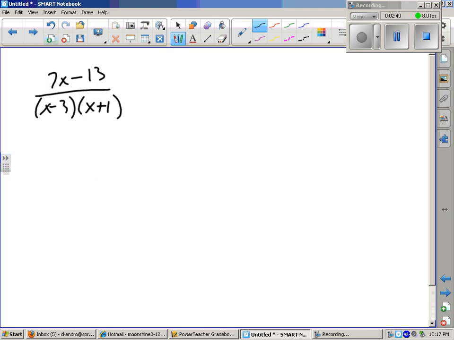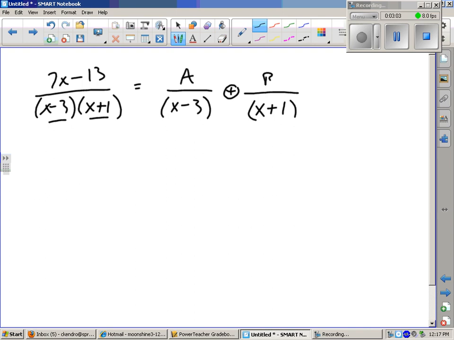Now, the first thing we do is we notice there are two parts to the denominator, so we're going to put two parts here. This is always a plus sign, no matter what. And then this part goes here. Now we don't know what the top numbers are going to be. They're really not any combination to get the 7x with the 13. So we're going to put placeholders in there, A and B, to start with. Okay, so that's our first step, is placeholders.